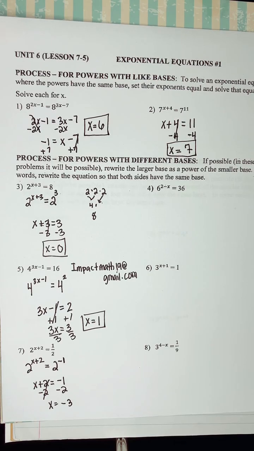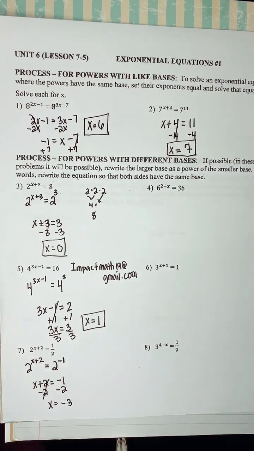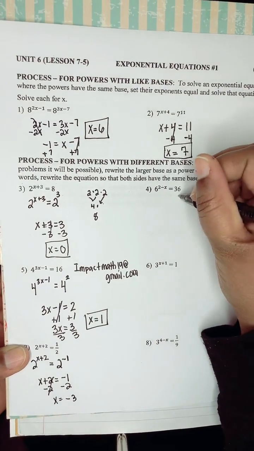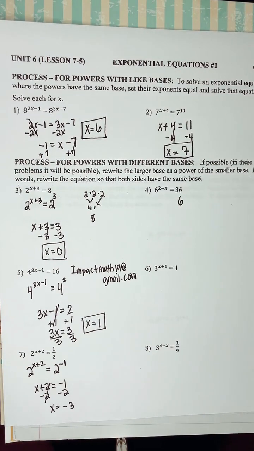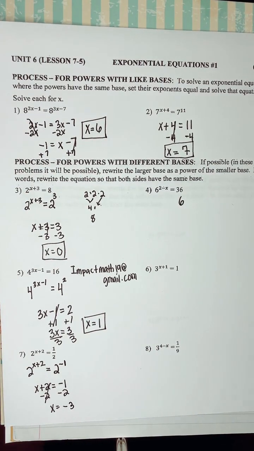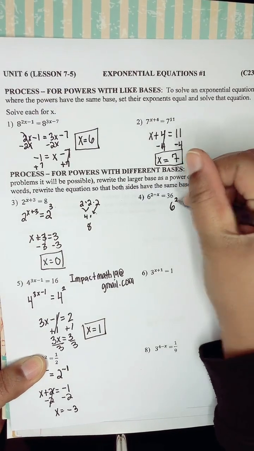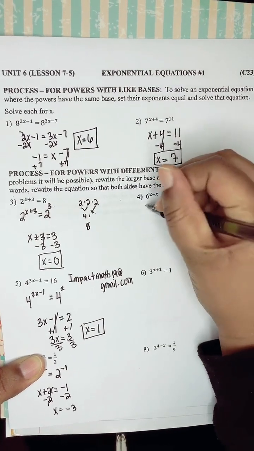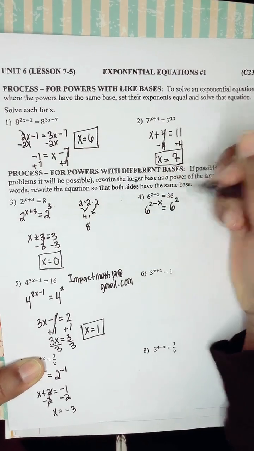All right, let's go to the next. So we have 36. Thank you for the double taps, you guys. Okay, remember, you're thinking, how many 6s do you have to multiply to get you to 36? You guys are already saying it? 2. So now we have 6 to the 2 minus x.